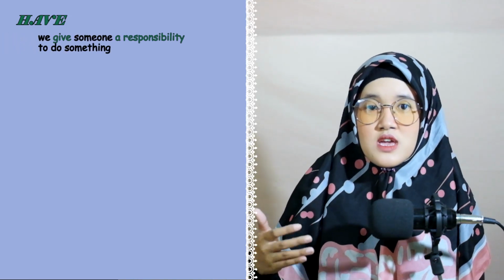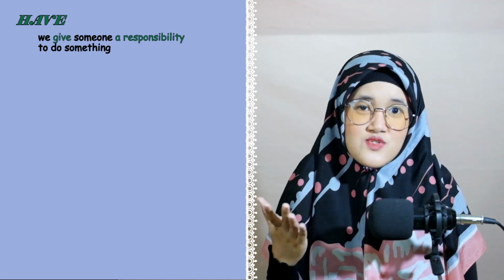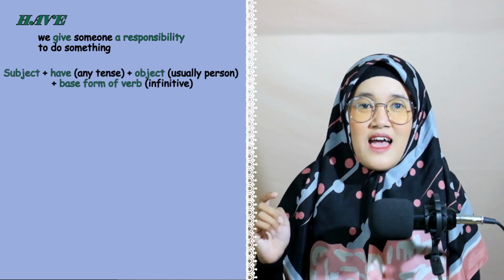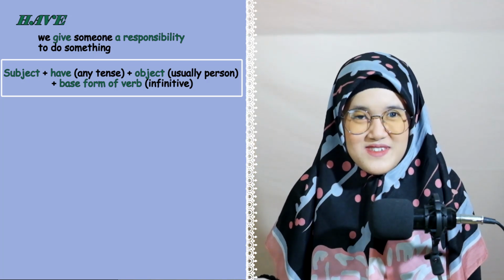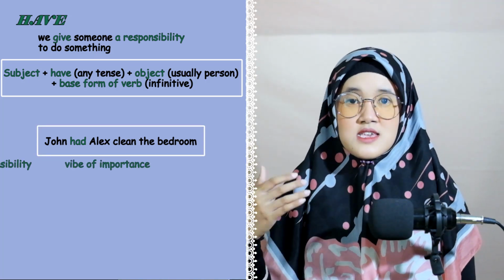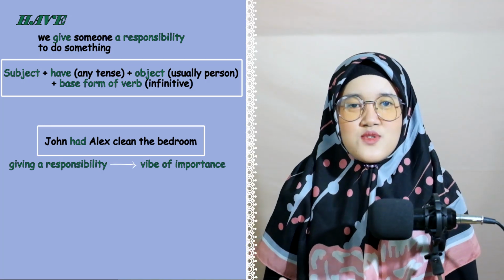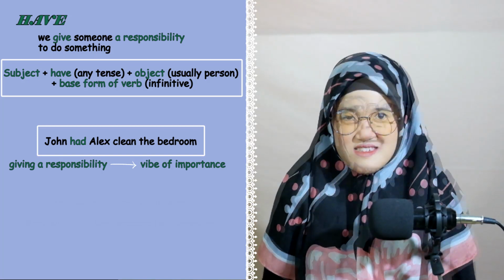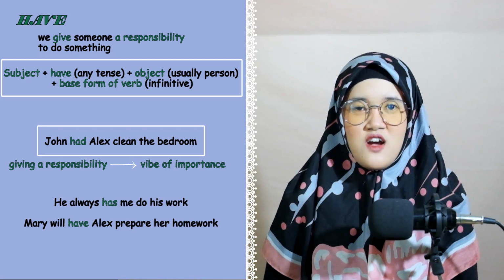Let's look at the second way of using have as a causative verb. We use have when we give someone responsibility to do something. Subject, have, object, and base form of the verb or infinitive. John had Alex clean the bathroom. Here, John is giving a responsibility to Alex to clean the bathroom. It gives you a vibe of importance. He always has me do his work. Mary will have Alex prepare her homework.